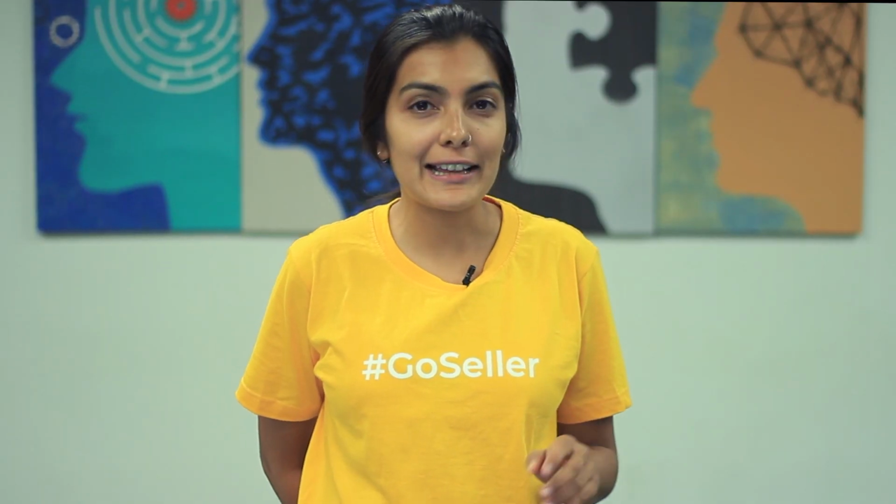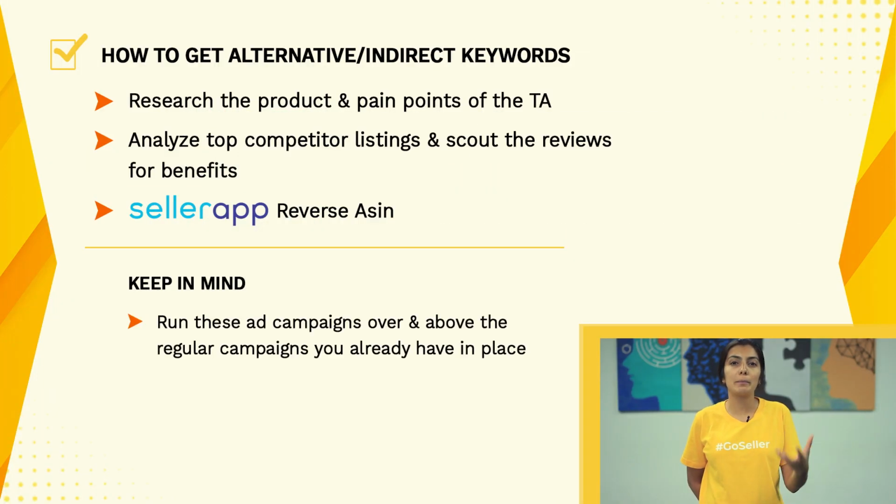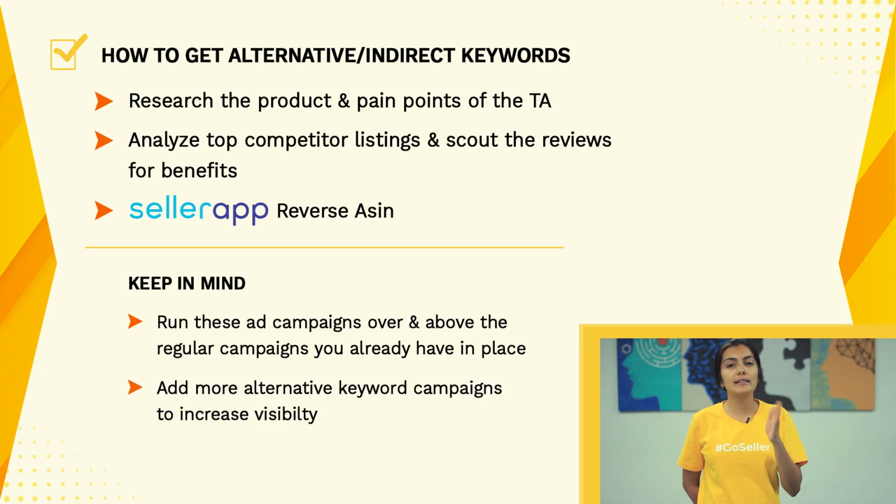One thing to remember is that these ad campaigns should operate over and above the existing regular campaigns that you're running. The idea isn't to replace the existing campaigns with these alternative keyword campaigns, but to add more of them to increase visibility and for a wider reach. To start with, you can create manual phrase or broad campaigns, and then iterate and optimize them for better conversions. So we're at the end of part 1 of the Advanced PPC Strategies video series.